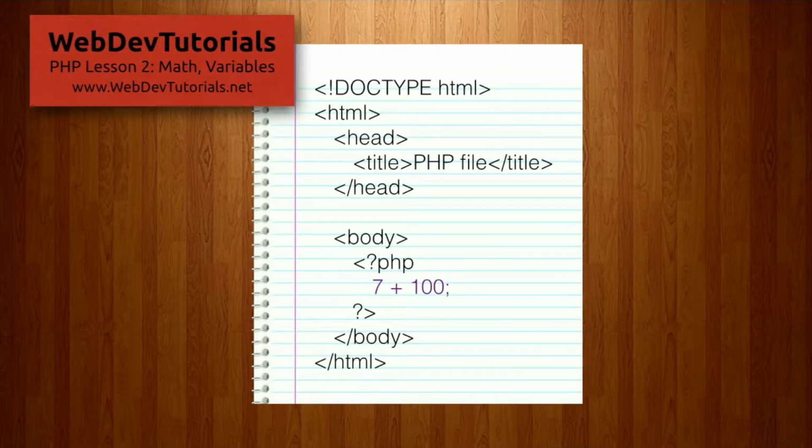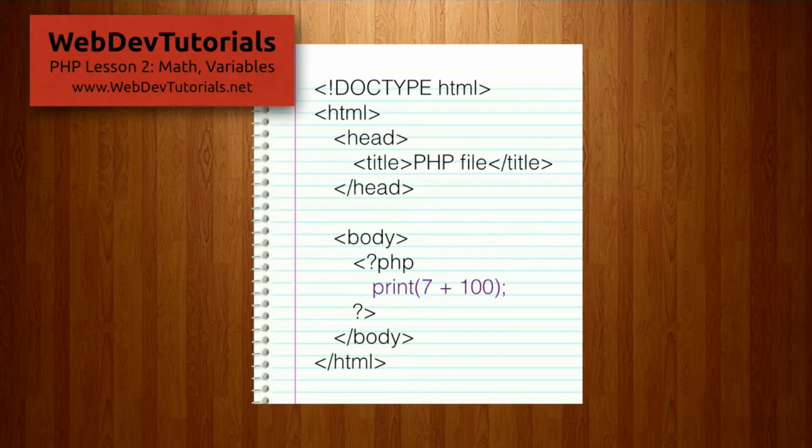To perform a math function, simply write the expression on a line. For example, 7 plus 100 semicolon. However, nothing happens on our web page when this PHP file is run. That's because we're not printing the answer to the output. To print the result, wrap the expression in a print function. Now when we load the web page, we'll have the number 107 on the screen.